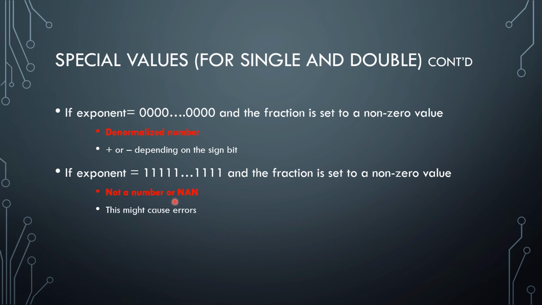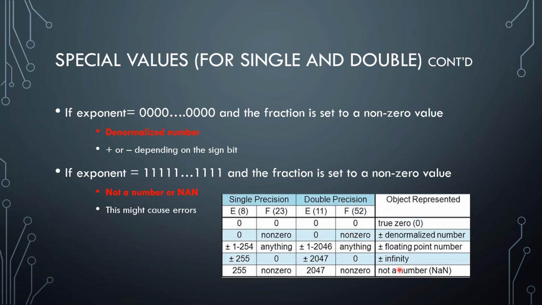Now, finally, the fourth special value is not a number, or NaN. This happens when the exponent bits are all set to 1 and the fraction is set to a non-zero value, and this might cause errors. This is a table that summarizes all the special values that I have talked about.